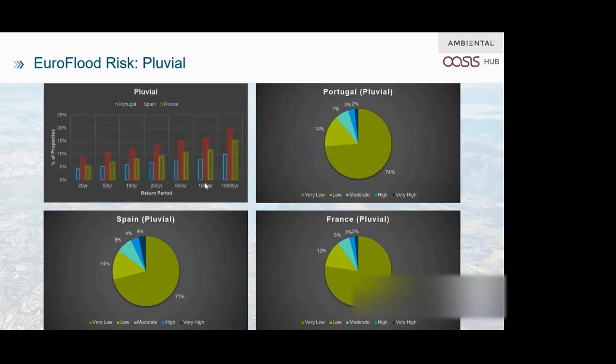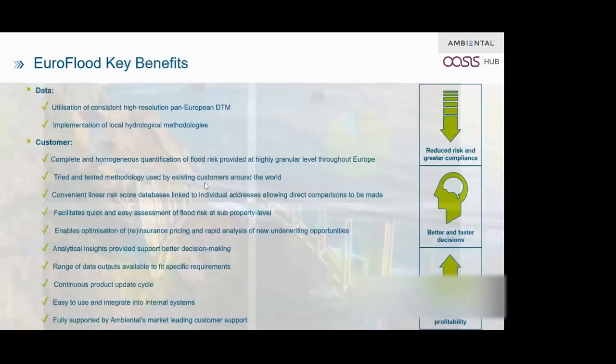And the reason I wanted to show this was that our FloodScore databases from different countries can be compared directly because we've used the same modeling and approaches. And also our risk ratings are truly linear. So therefore, a score of 50 is exactly half the risk of a score of 100. On to the next slide, please, Rob.